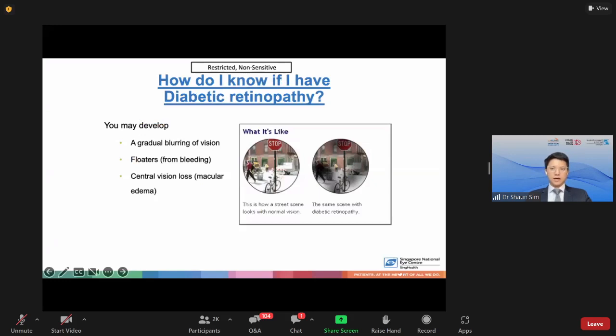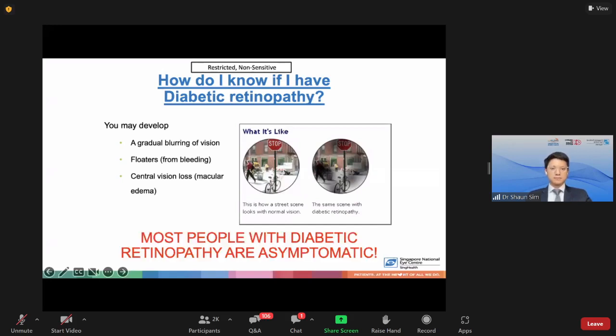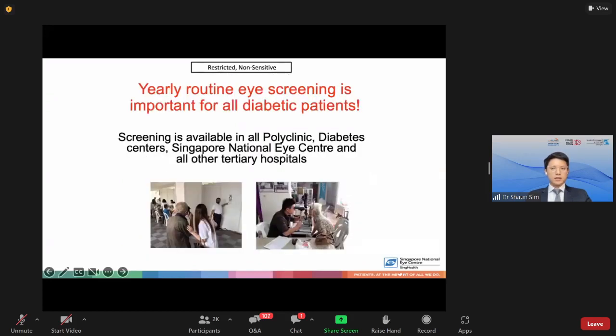How do I know if I have diabetic retinopathy? You may develop a gradual blurring of vision, floaters from bleeding, or central visual loss from macular edema. But most patients with diabetic retinopathy are asymptomatic. And that is why yearly routine eye screening is important for all diabetic patients. And screening is available in all polyclinics, diabetic centers, the Singapore National Eye Centre, and all other tertiary hospitals.